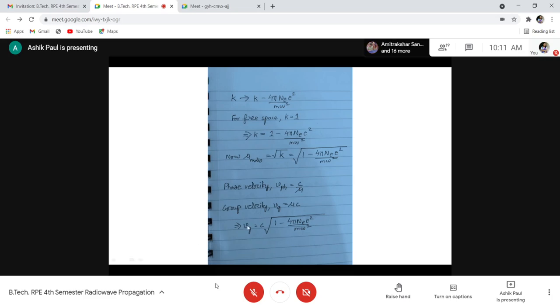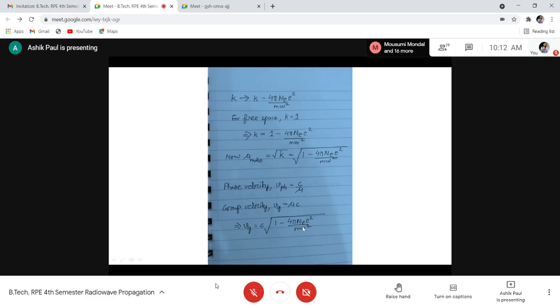So the group velocity will be given by simply c into this mu, that means c times the square root of 1 minus 4 pi Ne e square by m omega square. So in this expression, I think all of you could understand that e is the electron charge, m is the mass, and omega equal to 2 pi f. F is the frequency of transmission. So the group velocity is given by an expression something like this.